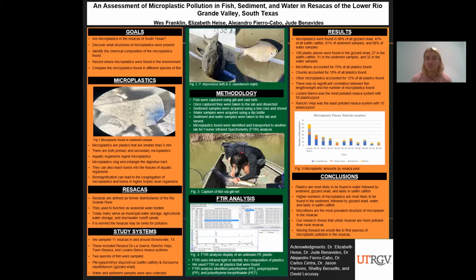We found that microplastics were found in 88% of all gizzard shad, 43% of all sailfin catfish, 91% of sediment samples, and 88% of water samples. Microfibers were the most prevalent, followed by chunks and other microplastics. There were no significant correlations between the size of the fish and the amount of microplastics found. Lozano Banco, which is located on the UTRGV Brownsville campus, was the most polluted with 59 plastics per pool, and Rancho Viejo, which is the most rural resaca, was the least polluted with only 10 microplastics per pool.